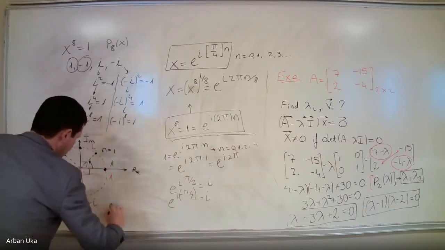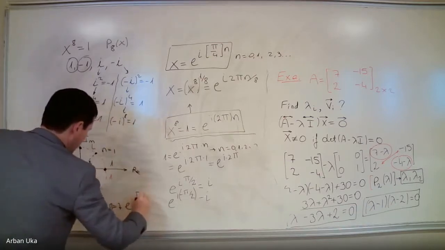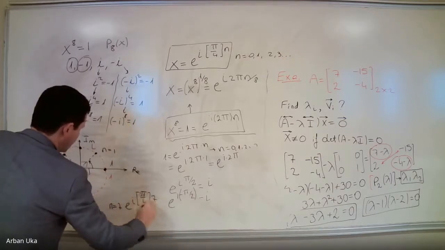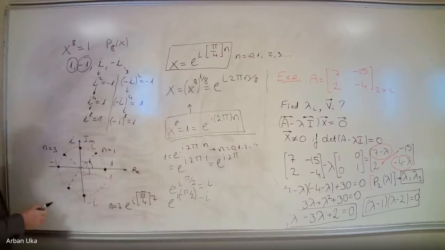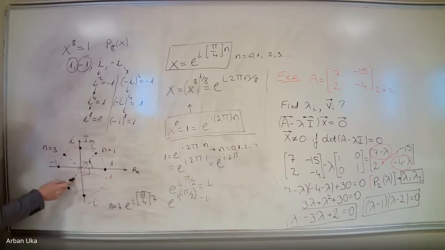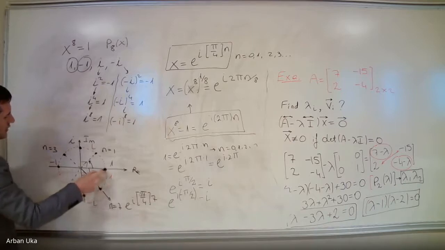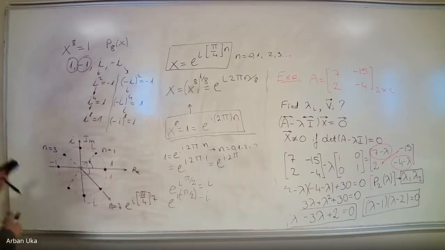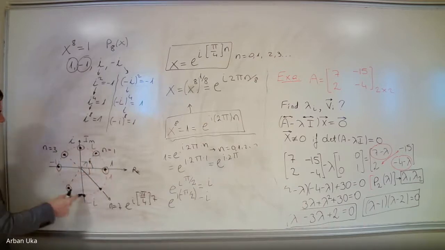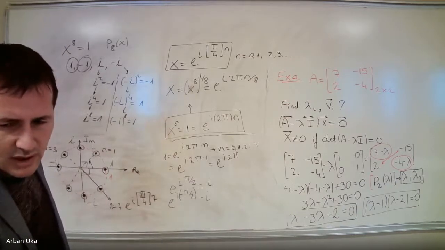For n equal to 7, what is n equal to 7? It's e to the power I times pi over 4 times 7. So this means that we are going to rotate by 45 degrees 7 times. Here we have 1, 2, 3, 4, 5, 6, 7. So this is n equal to 7. And n equal to 8, we come back here. So if we count correctly, we can get 8 different roots. Here we have 1, 2, 3, 4, 5, 6, 7, 8. So these are the 8 roots of a polynomial x to the power 8 equal to 1.